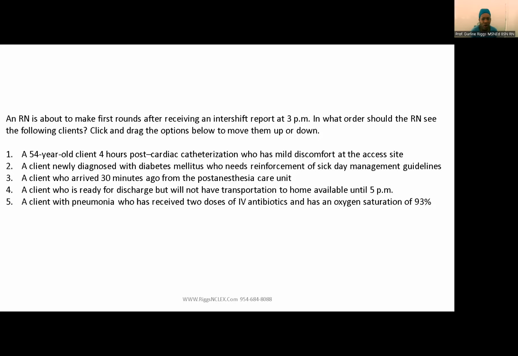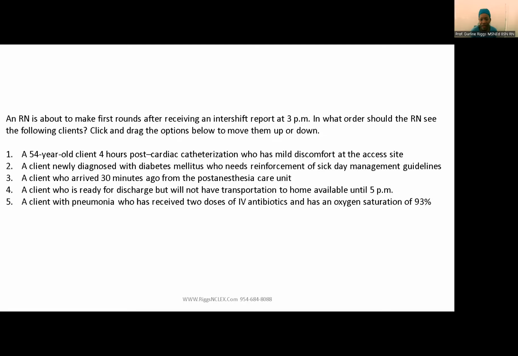So 1 was the post cardiac cath. 2 was the teaching, the diabetic teaching, and 4 was the discharge. Okay, so out of these 3, my cardiac cath has to be the next one. Yeah, the teaching can wait and the discharge can wait. So then I have 3 as my first client. I need to see they just came back to the unit after a procedure. I need to see them. They haven't been assessed. They could be dead.